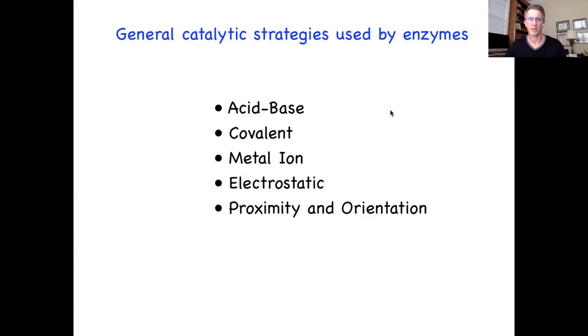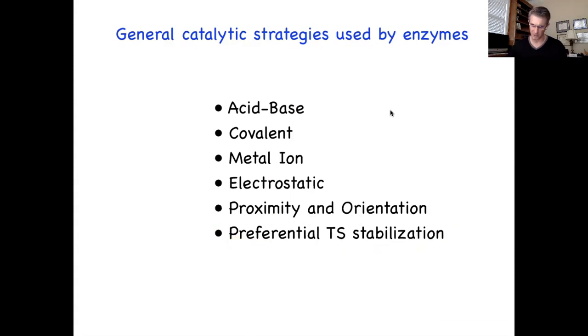Then there's the idea of proximity and orientation. This is a really important general idea. And finally, preferential transition state stabilization. It's basically the idea that all kinds of other aspects of stabilizing transition states that don't fit in these other categories can be lumped together into this last category. Okay, and we're going to go through these with some examples one by one. In this video, we're going to go through these first 3, right?